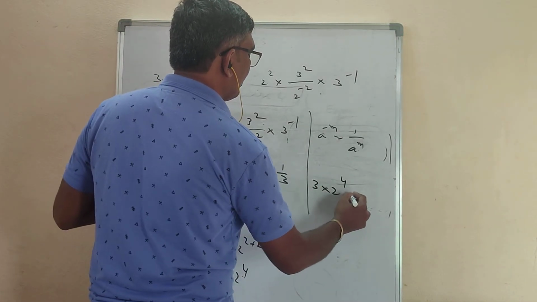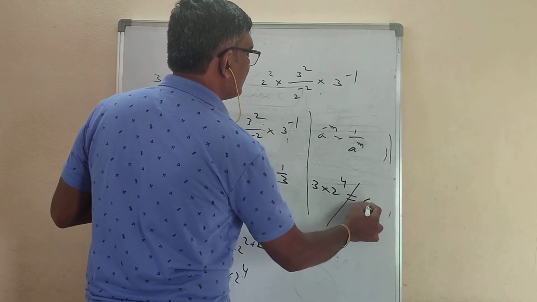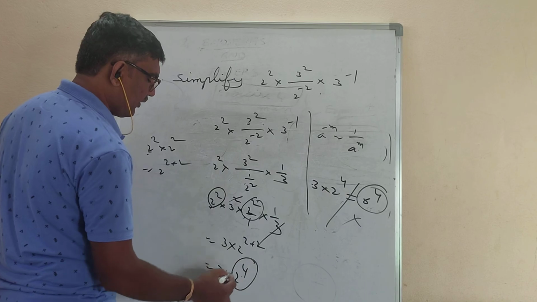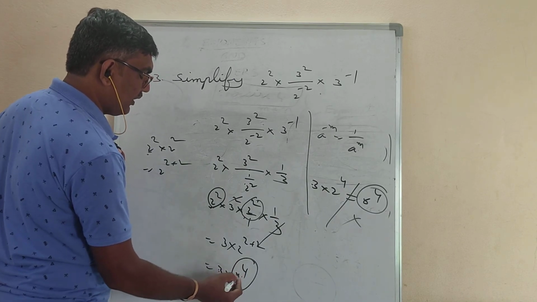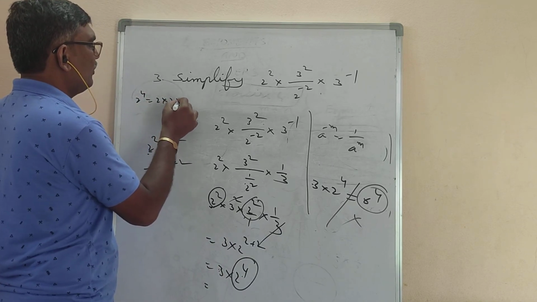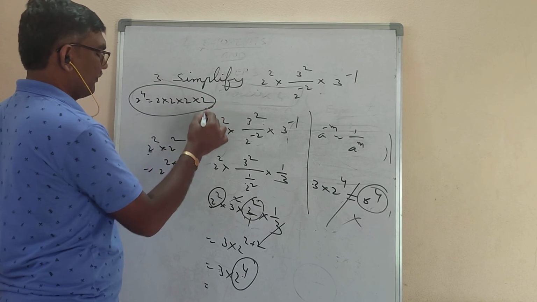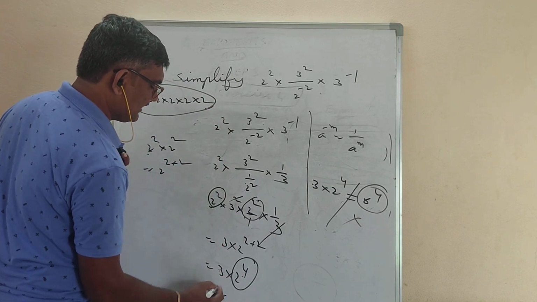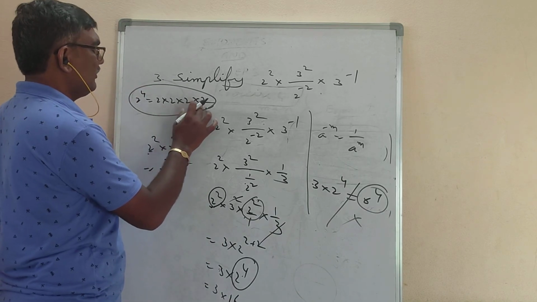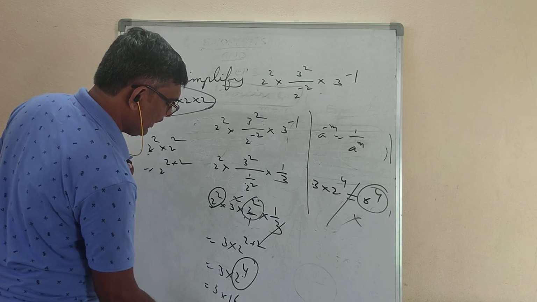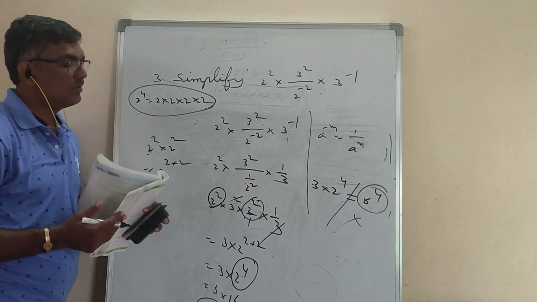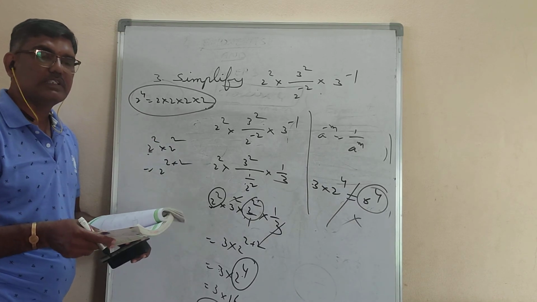3 into 2 power 4, don't do the multiplication first; you should not write 3 to the 6 power 4. First simplify 2 power 4. What is the meaning of 2 power 4? You have to write 2 four times: 2 into 2 into 2 into 2. So this 3 I wrote as it is. 2 power 4 means 16. 16 into 3 is 48. So this is the answer. The remaining you do it. We'll see in the next class.